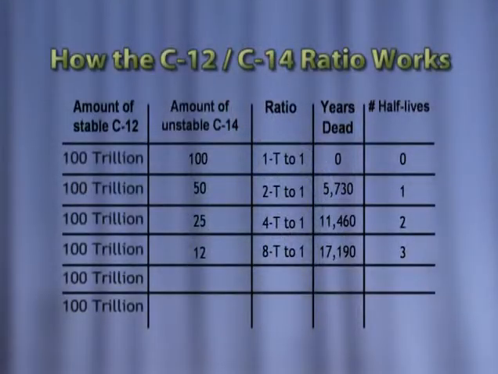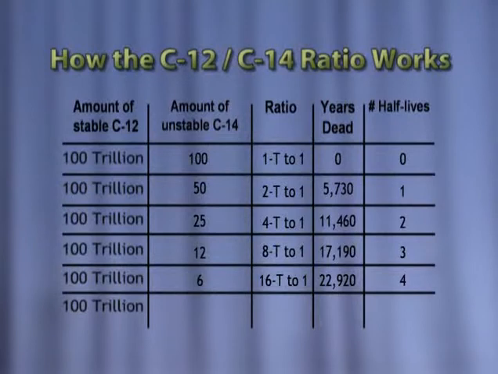Well, let's take another scenario. Again, 100 trillion carbon-12 atoms, but we only find about 12 carbon-14 atoms. That gives us a ratio of about 8 trillion to 1, or about 3 half-lives have expired, or it's been dead about 17,190 years. That's how we do the dating.